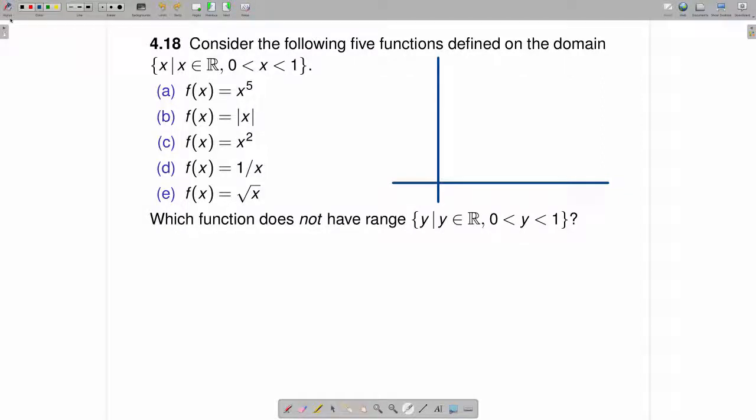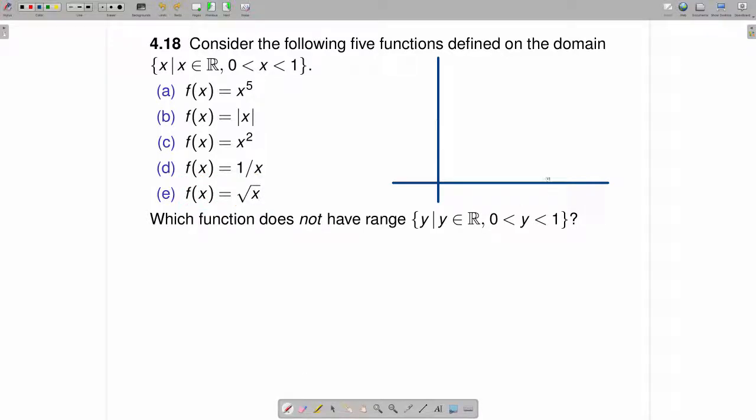Consider the following 5 functions defined on the domain x such that x is a real number and x lies between 0 and 1. The first one here is f of x is equal to x to the 5th. Second one is f of x equals the absolute value of x. Third one is f of x equals x squared. Fourth one is f of x equals 1 over x. And the last one is f of x equals the square root of x.